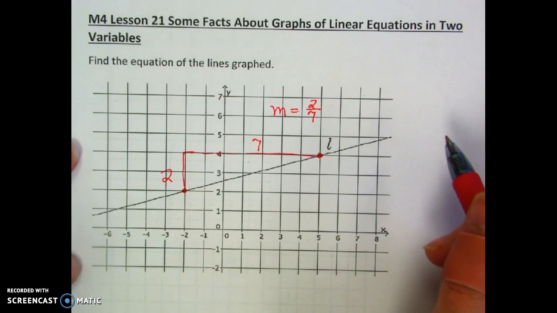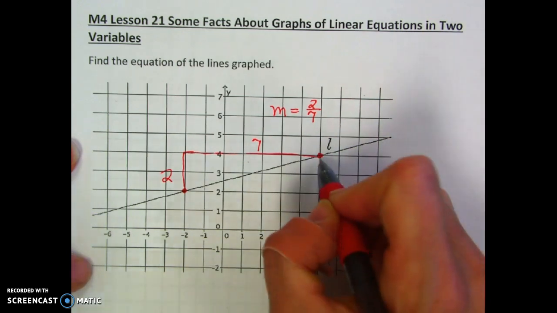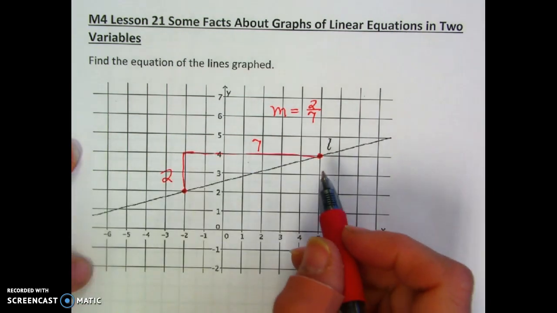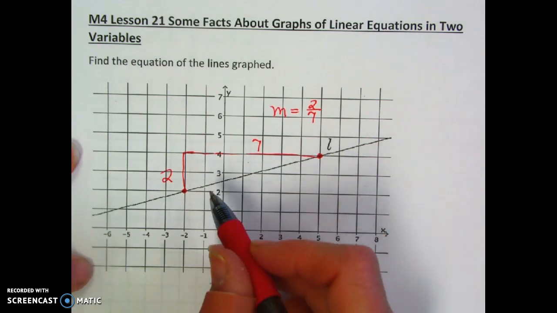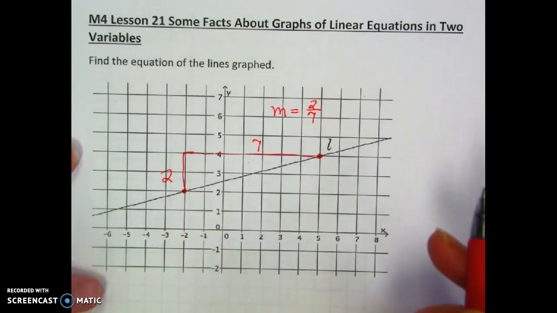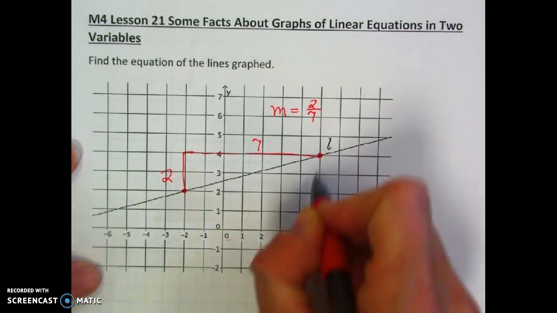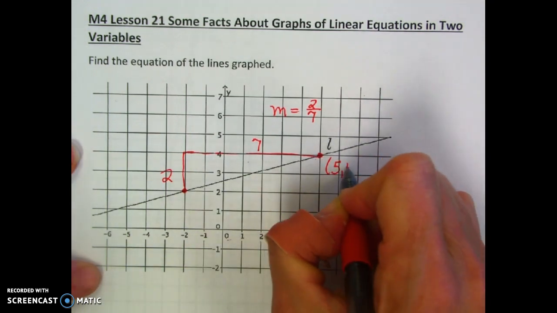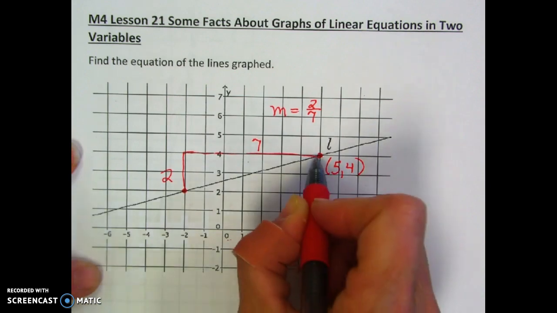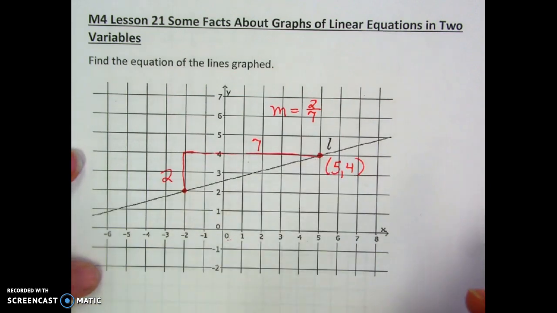And then the next thing I need to do is find a coordinate on my line. I can use any coordinate on the line. It could be one of these two coordinates, or it could be another coordinate if you prefer. I think I'm just going to use this point right here, which is 5, 4. Over 5, up 4. They're both positive, so that'll make it nice and easy.